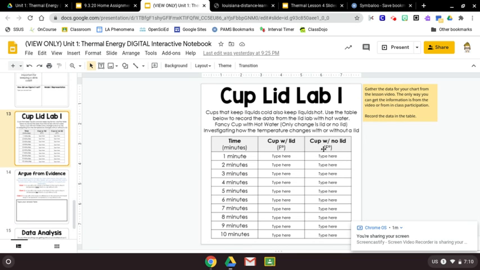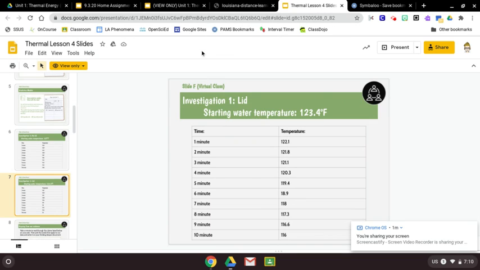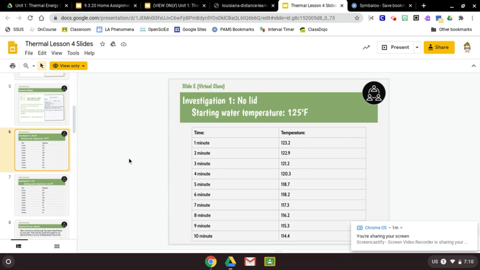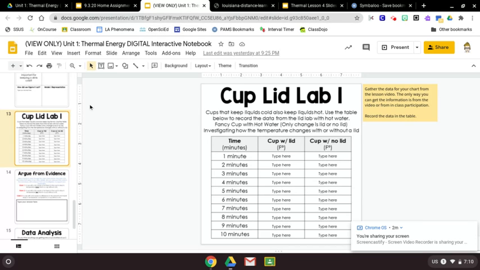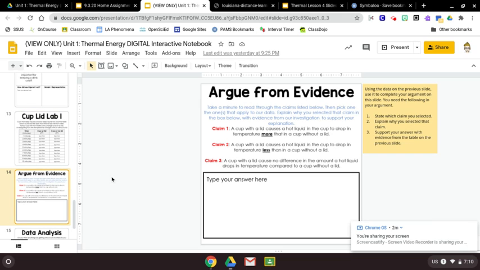All right, the data for a cup with no lid, this is that data, okay? So make sure you record the data for this one as well. So pause your video and record this data. All right, now that you've recorded the data, take a look at it and take a look about how much it changed. How much did the cup with the lid change and how much did the cup without the lid change, okay? Then I want you guys to go to this slide.